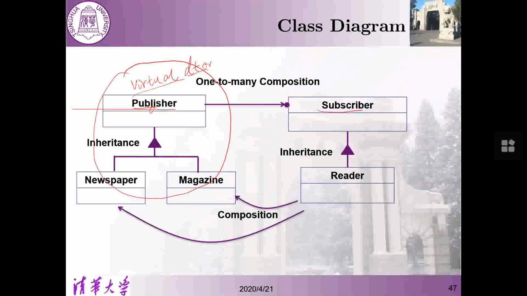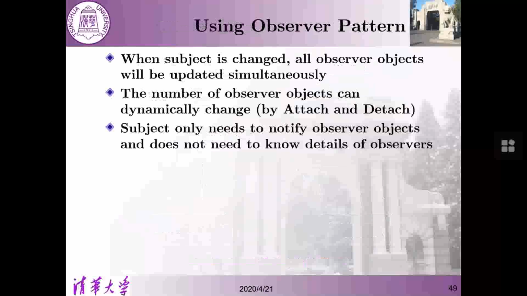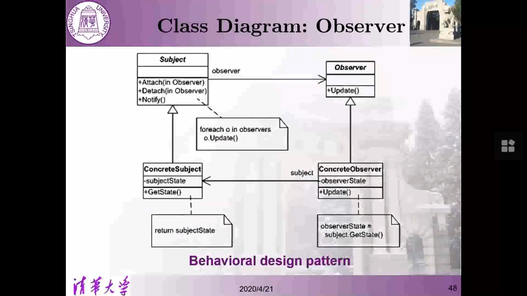We can have a list of subscribers. And then in the reader class, we can get the magazine, get the newspaper. So the publisher does not need to know details of the subscriber. However, the subscriber knows some detail of the publisher, right? So that we can get magazine content, right? And newspaper content, right? This is the official design pattern, or official class diagram, similar to that one.